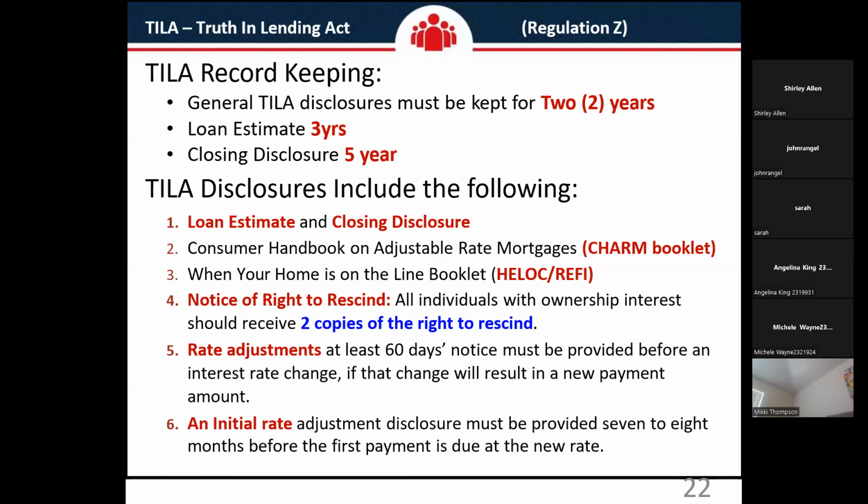An initial rate adjustment disclosure has to be provided 7 to 8 months before the first payment is due at a new rate. The first time an ARM changes and creates a new payment amount will be considered an initial rate adjustment, and they have to let the borrower know at least 7 to 8 months before that first payment at the new rate starts. This is all about TILA and adjustable rate mortgages.